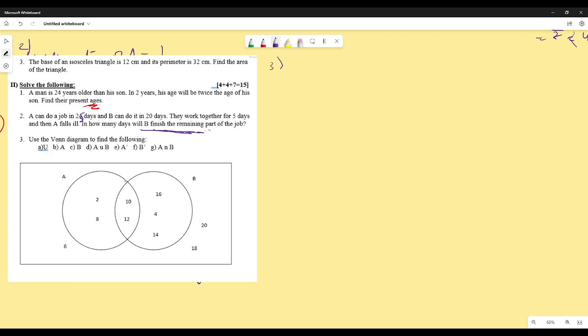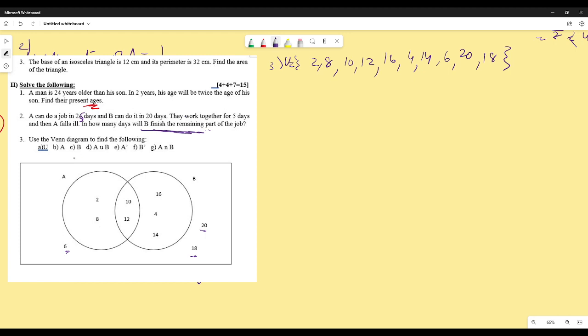So union of sets. Union means all these things, the universal set. We are talking about the universal set. So you have 2, 8, 6, everything you will be adding over here. So universal set will be 2, 8, 10, 12, 16, 4, 14. Then in addition, all these things that are lying around as well. So these will also be included. So it will be 6, 20 and 18. All of these would be included in the universal set.